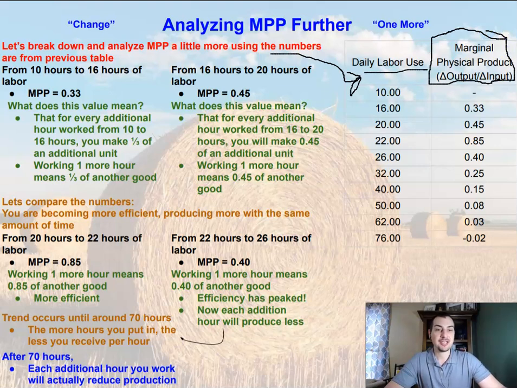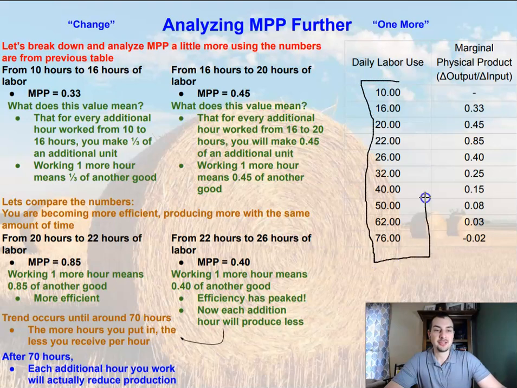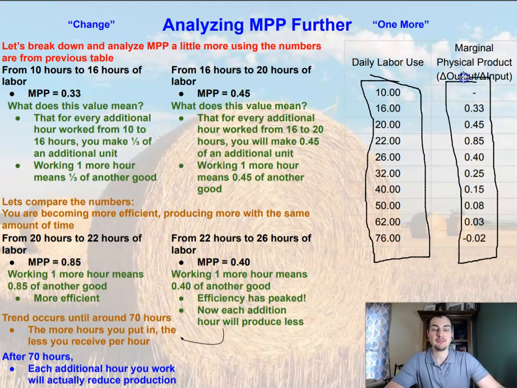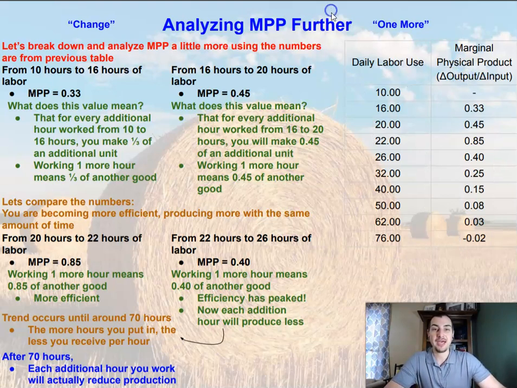Now, if you haven't taken it upon yourself yet, I would encourage you to go through and actually take the daily labor use and the daily output and actually calculate marginal physical product. Make sure you can get these same numbers so that you understand how to actually calculate marginal physical product. If you haven't done that yet, make sure you do that as a way to study and get into understanding this material more.